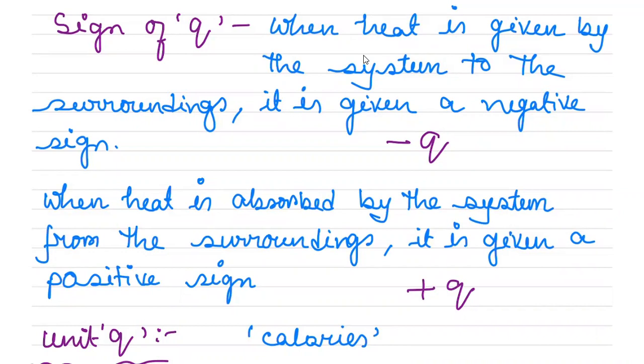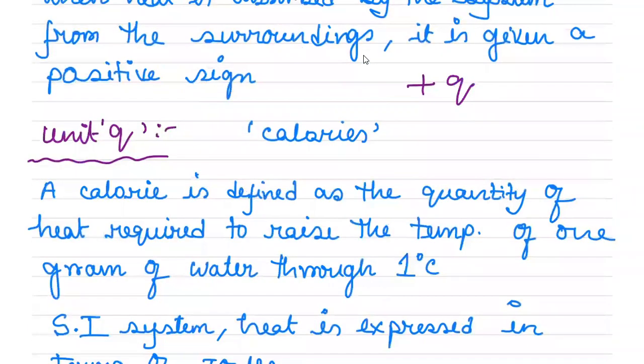So when heat is absorbed by the system, it will be positive, and when it is given out by the system, then it will be negative. The unit of Q is always calories. Now what is a calorie?